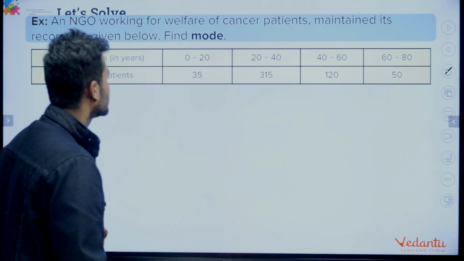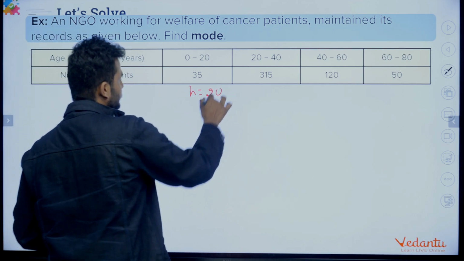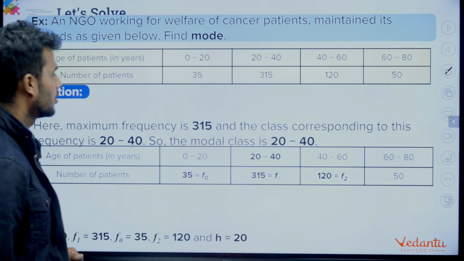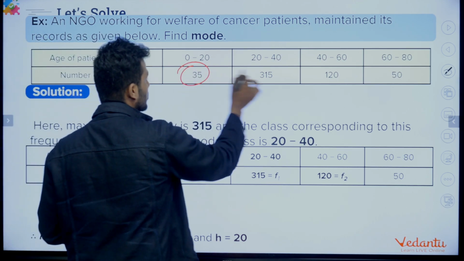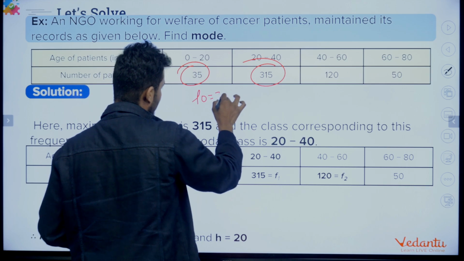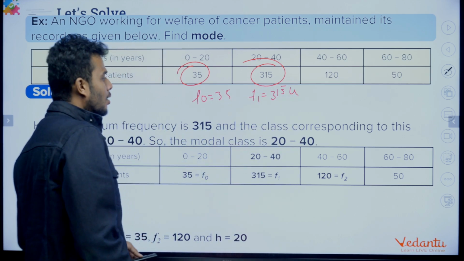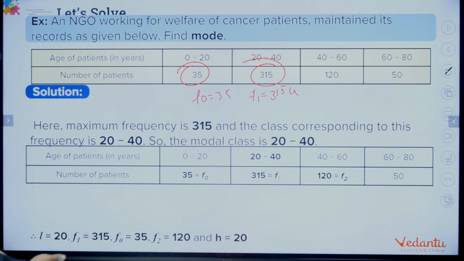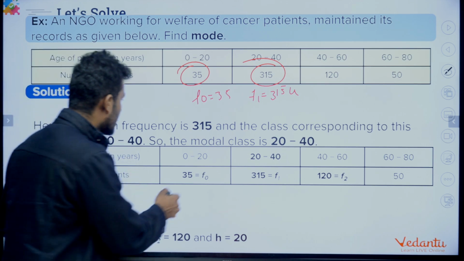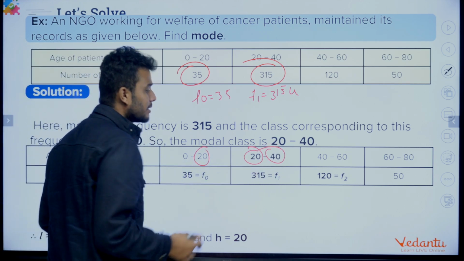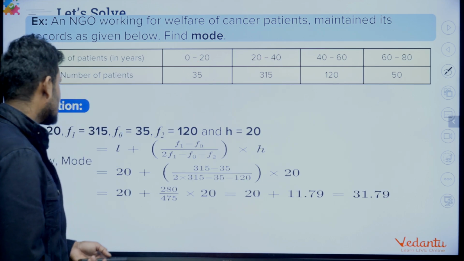Okay, age of patients 0 to 20, 20 to 40. What is the H value here? H value becomes 20. First, you need to take it in column form. Here, F0 value becomes 35, F1 value becomes 315, and F2 value becomes 120. H value is 20. L value is the lower limit, right? L value is equal to 20. Here, look, 0 to 20, 20 to 40 is there. It is the modal class, the class with the highest F1 value. L value becomes 20. Yes, very simple.